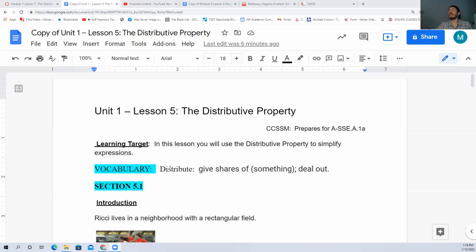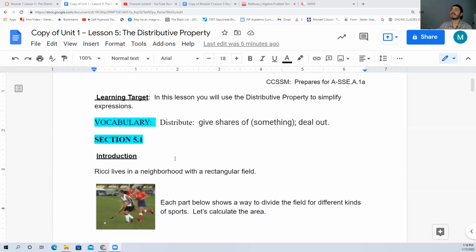Okay, unit 1, lesson 5, the distributive property, a whole lot of stuff about state standards that we don't care about. Learning target: in this lesson, you will use the distributive property to simplify expressions. The word simplify is subjective. For some, it's simpler. For some others, it's more complicated. Some vocabulary: distribute, which is formally defined as give shares of something or to deal out. Like I was dealing out that number outside the parentheses.